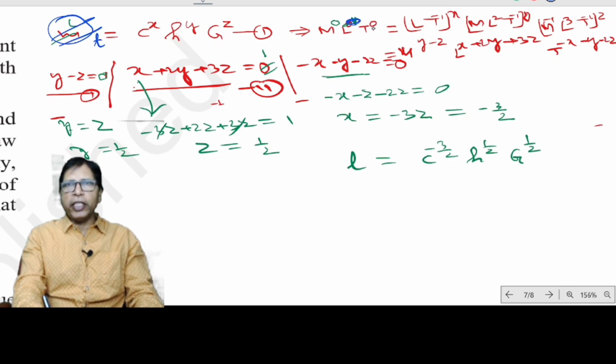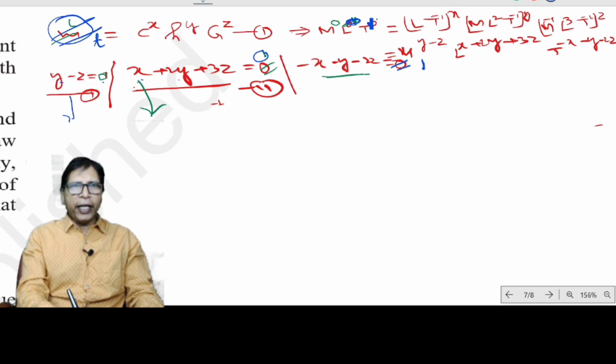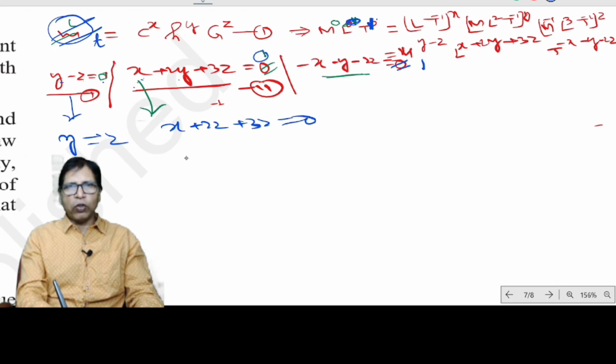So the dimension of this is T to the power 1. Look at this, y minus z to the power 0, x plus 2y minus 3z also 0, and 2y minus z equal to 1. Okay. So from here, y equal to z. If y equal to z, you put y equal to z, then x plus 2z plus 3z equal to 0. So x equals minus 5z.